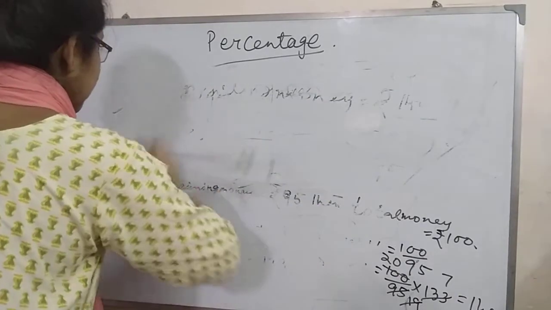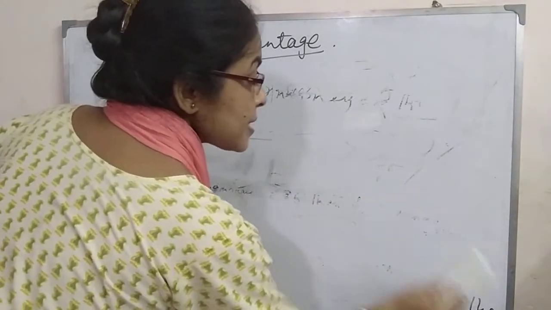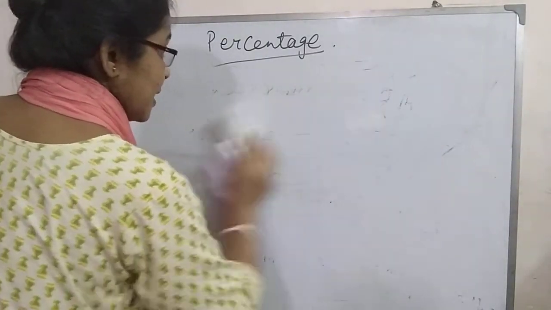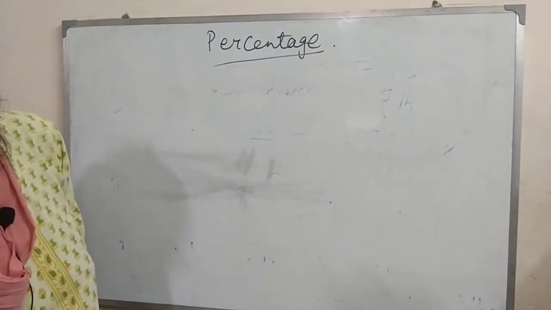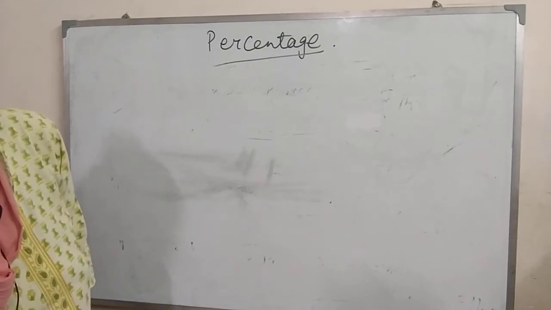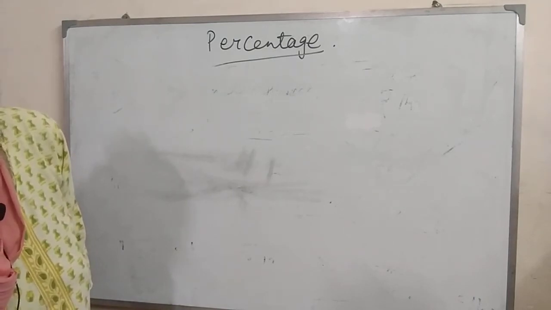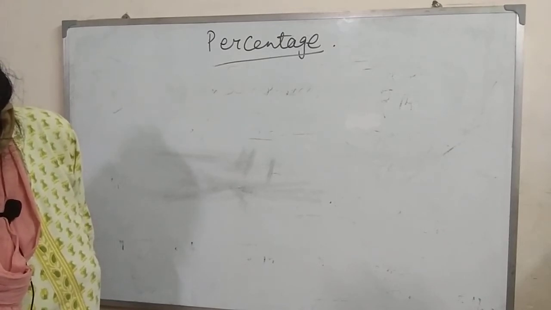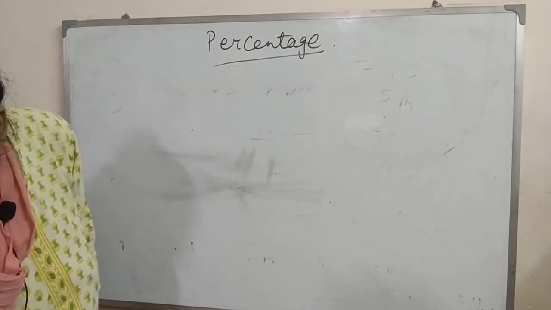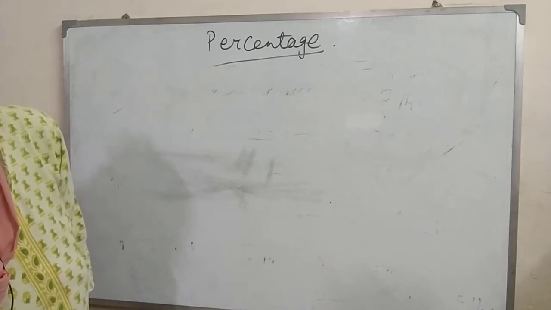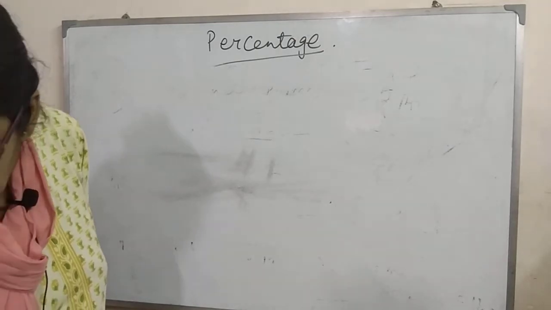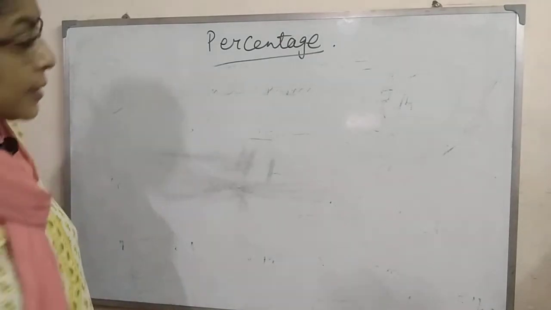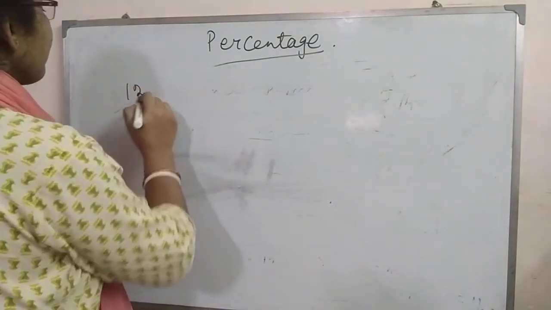And next sum is, this is sum number 12. The distance from Howrah to Burdwan via cord line is 85 km and the distance is 5% more by main line. What is the distance of main line? Okay, this is sum number 12.